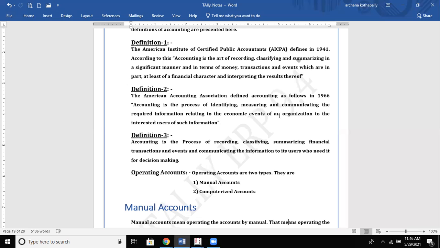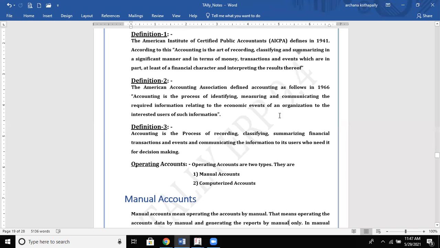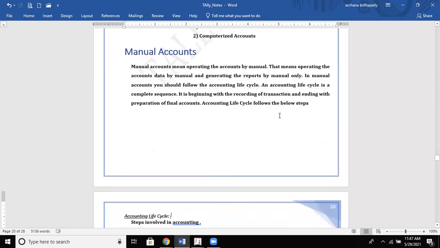The required information relating to the economic events of an organization, nothing but whatever information we are communicating, that particular information relating to the economic events of an organization, to the interested users of such information. Nothing but the users here can be a government, employees, investors, stakeholders, insurance, RBI, etc. Now let's talk about another definition.